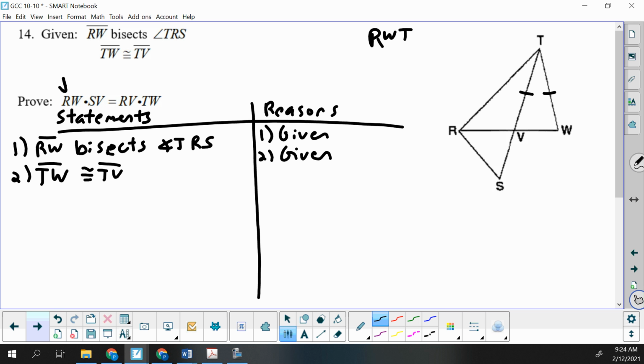So let's look in here. RW is a side in RWT, and there should be one more side that's in RWT. TW would be the other one. That means SV and RV should be the sides in the other triangle. So if we're doing SV and RV, we would want that triangle there. And then we said RWT was the other triangle. So these are the two triangles we are trying to get similar.